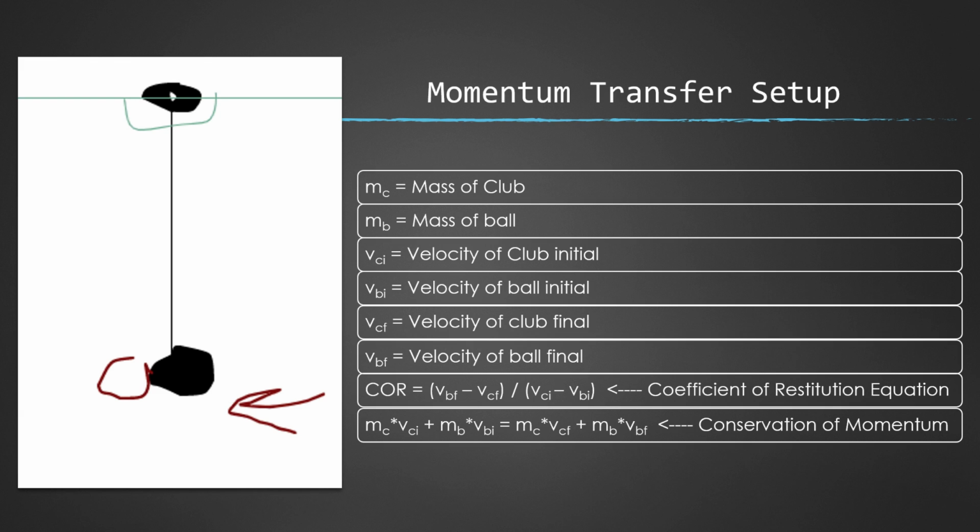And the conservation of momentum equation is the mass of the club times velocity of the club initial plus mass of the ball times velocity of the ball initial, which will all equal the mass of the club times velocity of the club final plus mass of the ball times velocity of the ball final.